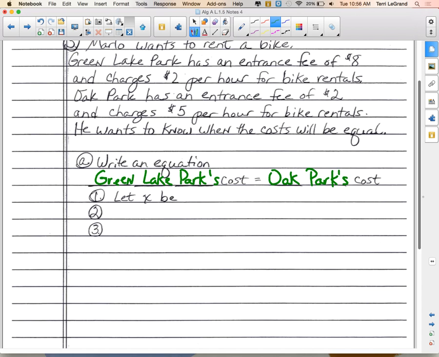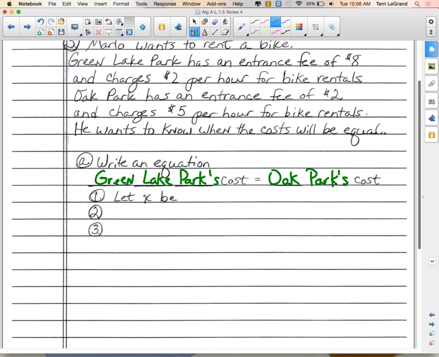Oak Park, what do we know about Oak Park? Samuel, what's one thing we know about Oak Park? Has an entrance fee of $2. Okay, they charge $2. How many times? One time, okay? What's another thing that we know, Blake, about Oak Park? They charge $5 per hour for bike rentals. Okay, so they charge $5 for every hour that you rent a bike. What's the unknown in that one? Adam? The number of hours. We don't know the number of hours. Yeah, it depends upon the number of hours rented.